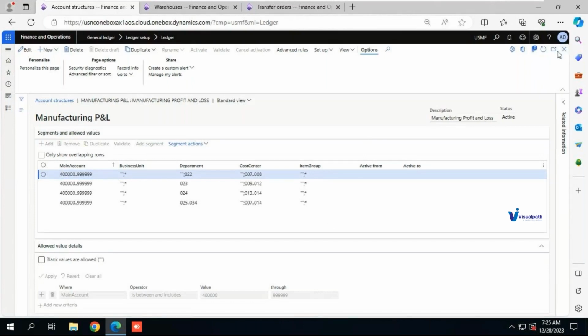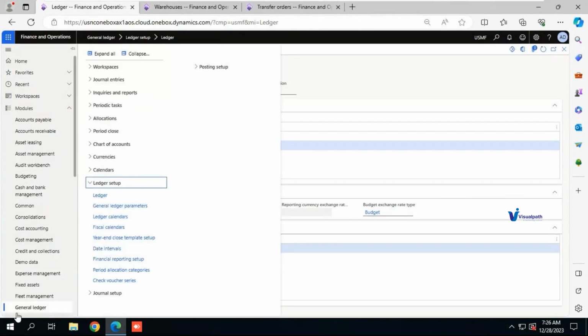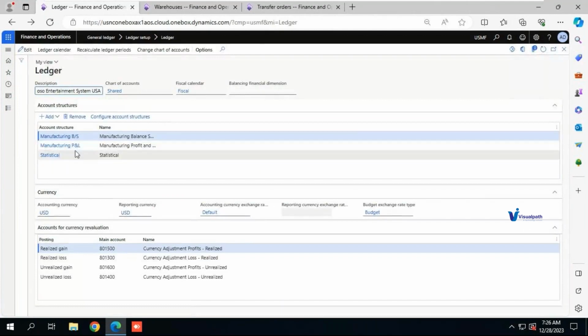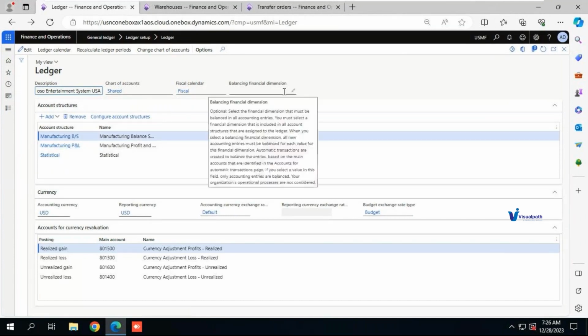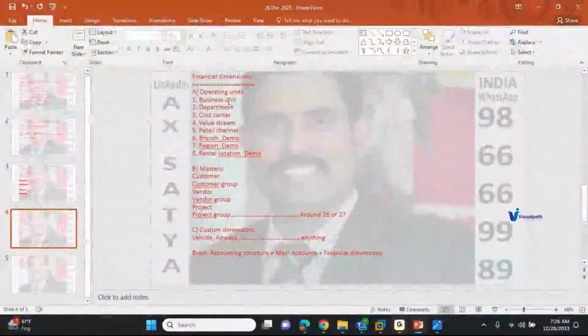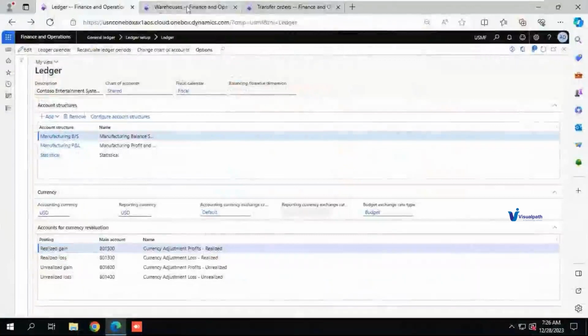Okay, so you can create an accounting structure and you can attach it here in the ledger form. I have opened general ledger, ledger setup, ledger. Here you attach structures for this company. For this company USMF, these structures are attached. Okay, fine. Now, departments: you are asking where we can use departments and what they are. Let me show you. Suppose I'm posting a transaction.